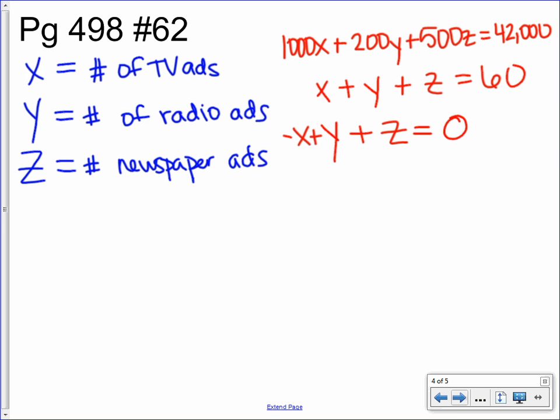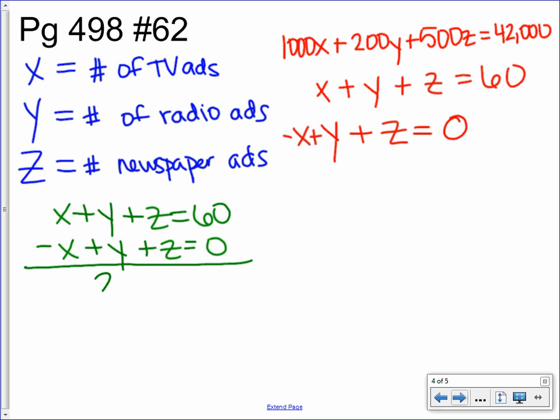Now if we pick the bottom two equations, what can we eliminate without having to do any work? X. So if we pick x plus y plus z equals 60, and negative x plus y plus z equals 0, we get this nice equation of 2y plus 2z equals 60. Okay, save that for later. Now what? We need to eliminate x again. The first and the third.